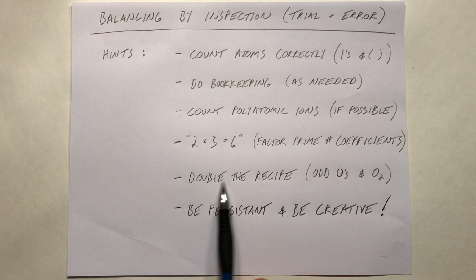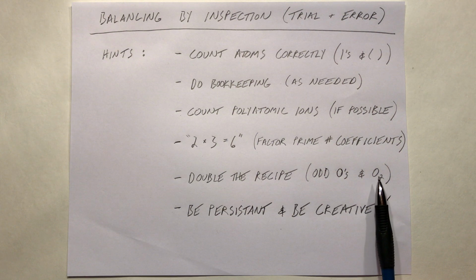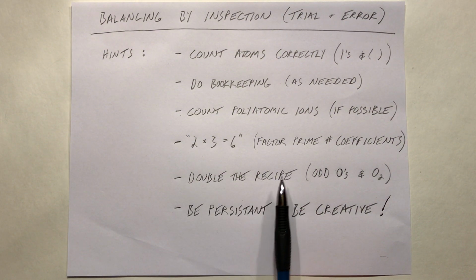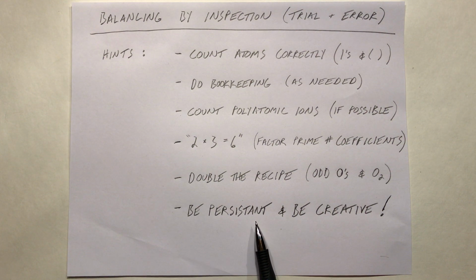Another hint I like to use is double the recipe, and this is specifically used when we have an odd number of oxygen atoms and there's an O2 molecule that's in the reaction. Be careful about using this too much. You should really be stingy about using that only in the situation that's described here, and we'll go through some examples. And then just make sure that you're persistent. Balancing equations, like doing a jigsaw puzzle, can be frustrating. And sometimes you get lucky and the pieces fit well together and the equation balances easily, and sometimes not. And also be creative. Look for solutions. Be a divergent thinker and try different things.